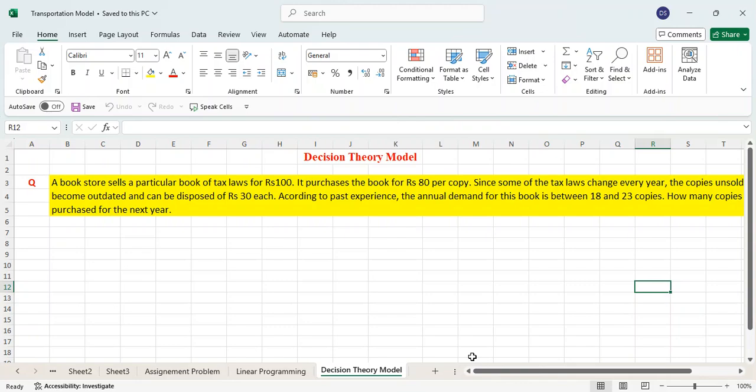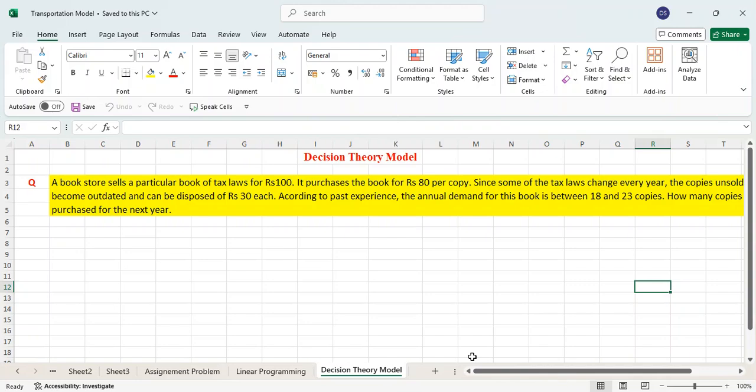If the retailer keeps fewer books and the market demand is higher, then the retailer will regret his decision for not getting the maximum profit. Or the retailer keeps more books on the shelf but the market demand is lower, then the retailer again regrets his decision by incurring some loss in this process. So let's see how we can deal with this type of question.